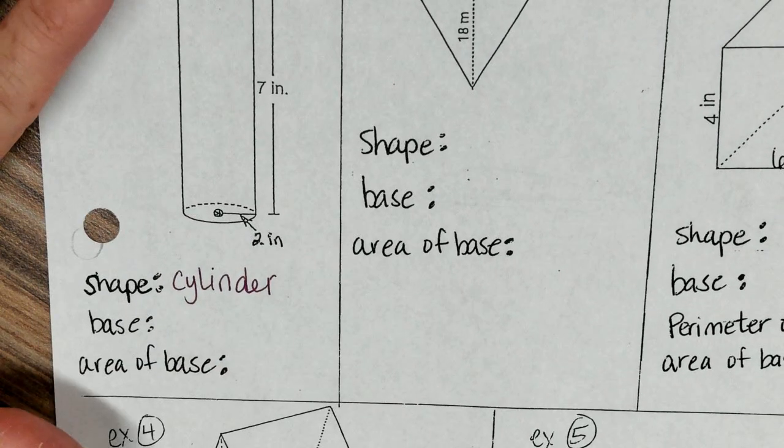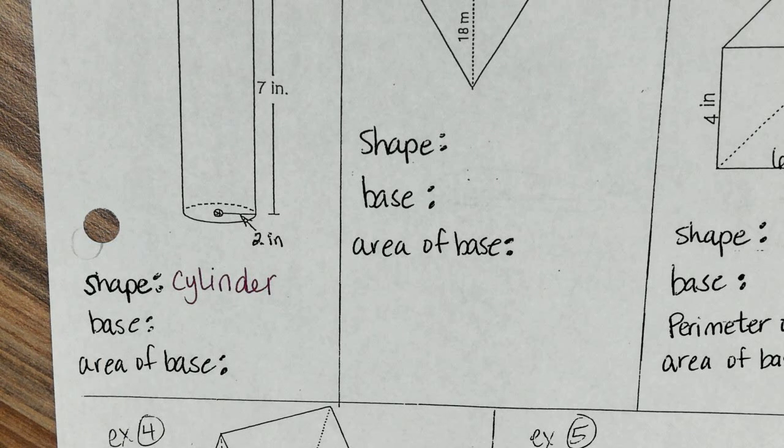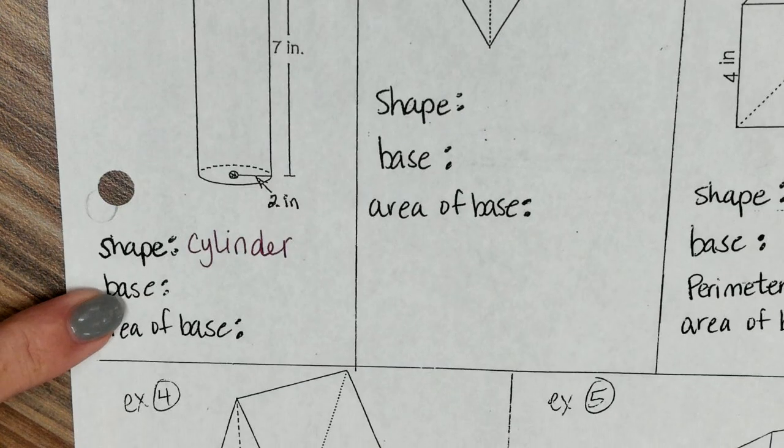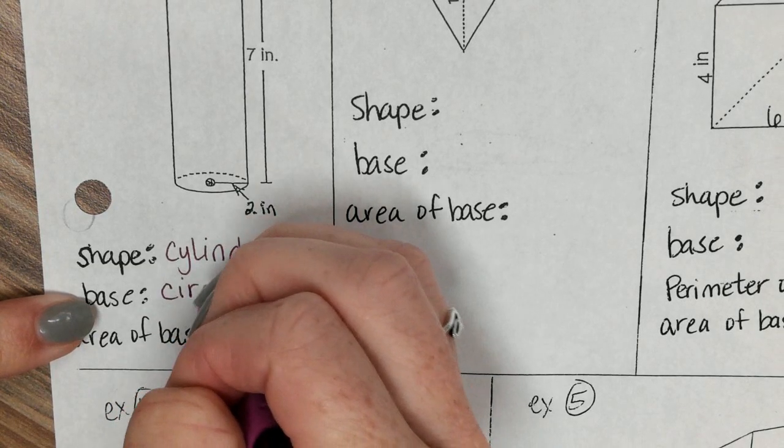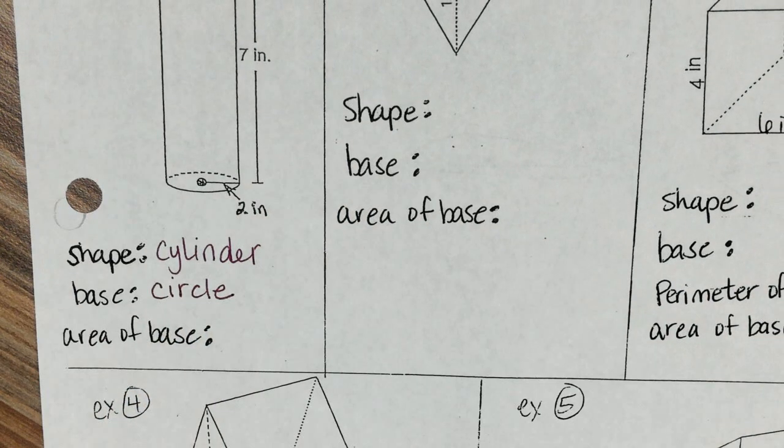Now, let's talk about what kind of base a cylinder has. So y'all look up to my Clorox wipes. What kind of base is that? It's a circle. So the base is a circle. Did we learn how to do stuff with circles last week? Yes.